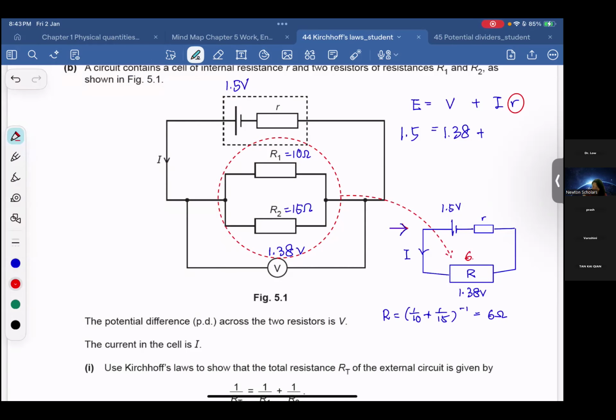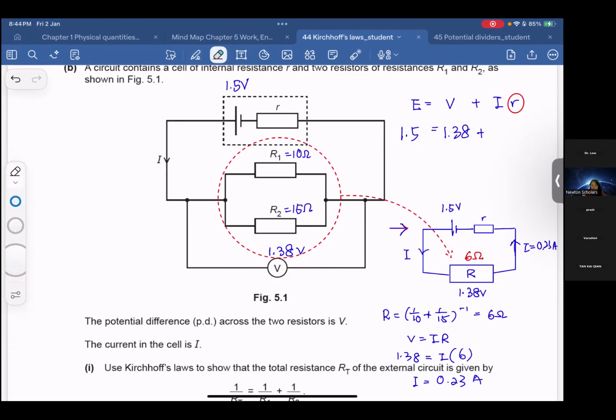I will get 6 ohm here. Okay, then I have V equals IR. So my V is 1.38, equals I times R, which is 6. So your current is actually 0.23 ampere. This is the total current. So 0.23 ampere is the current flowing through the circuit.